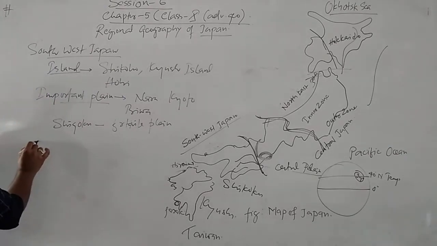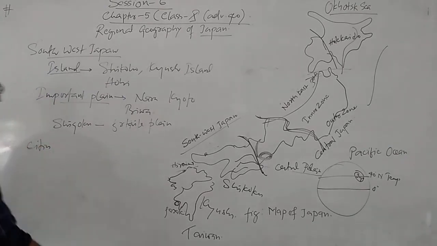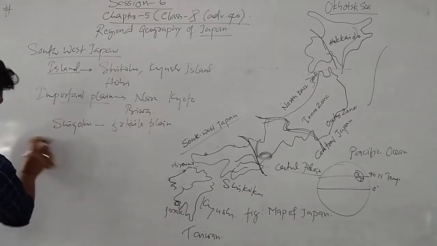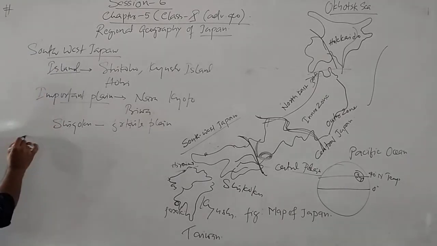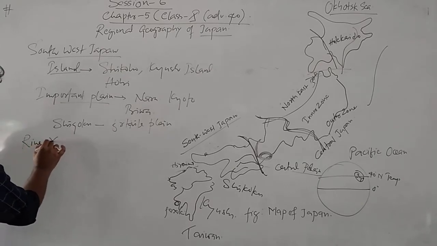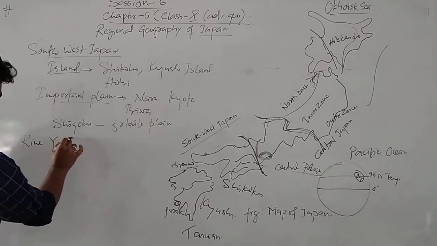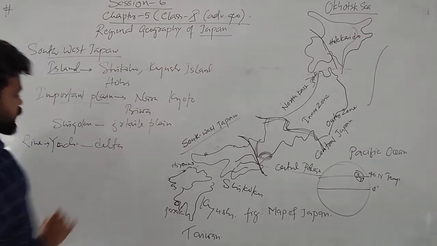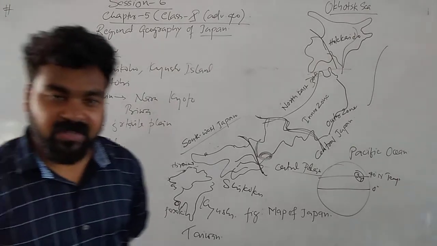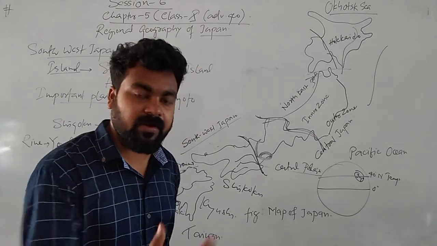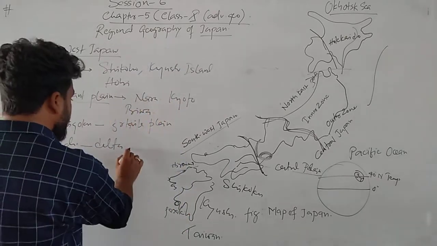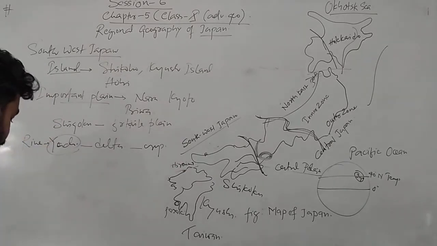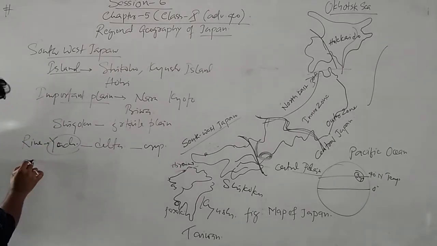Then again here we will see the important cities. Before going to the cities, one river is there here, the river Yodo. The river Yodo has a delta also, and in that delta region, because of the tidal wave, they deposit a soil layer, an alluvial soil layer. The delta region is famous for crop cultivation, but it is formed by the river Yodo.